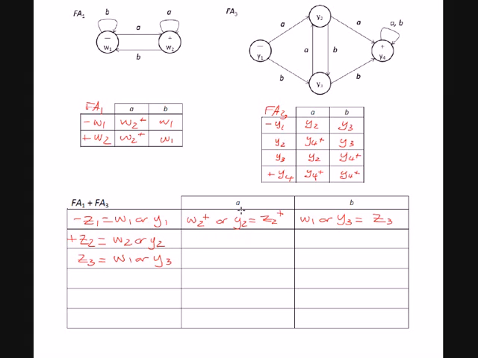W2 and I read an A. W2 and I read an A takes me to W2, which is a final state. Or Y2 and I read an A. Y2 and an A takes me to Y4, which is also an end state. W2 and read a B. W2 and I read a B is W1. Or Y2 and read a B, Y2 and read a B takes me to Y3.